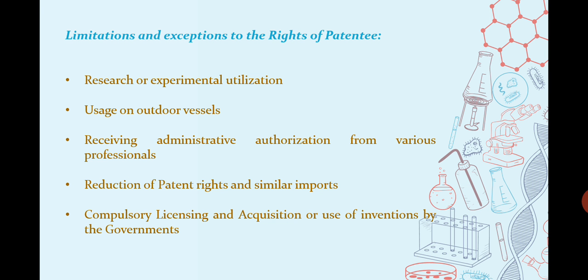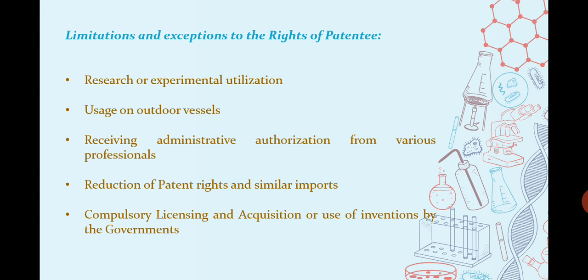Likewise, usage on outdoor vessels, that means, like we said, outside India, if the patent is used and it is made and it is accepted, that is something which is not permitted. The territorial rights are restricted only to the country of India, and the patent holder does not have any right to exercise his exclusive rights outside India. Likewise, the patent holder, in case receives any administrative authorization from any professional with respect to usage of that patent, it will have to be granted.